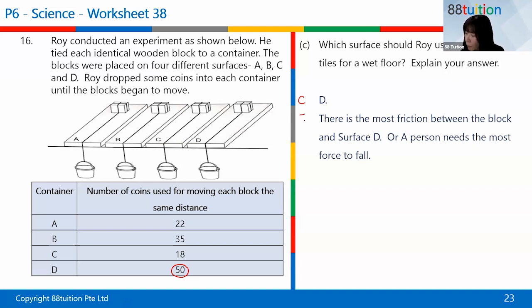And then you talk about your reasoning. I would actually prefer the evidence to be the number of points, okay? And then this is the reasoning. So for this, we talked about the points required for the block to move the same distance. So you continue on your own. So then the reasoning is most friction between the block and surface D.